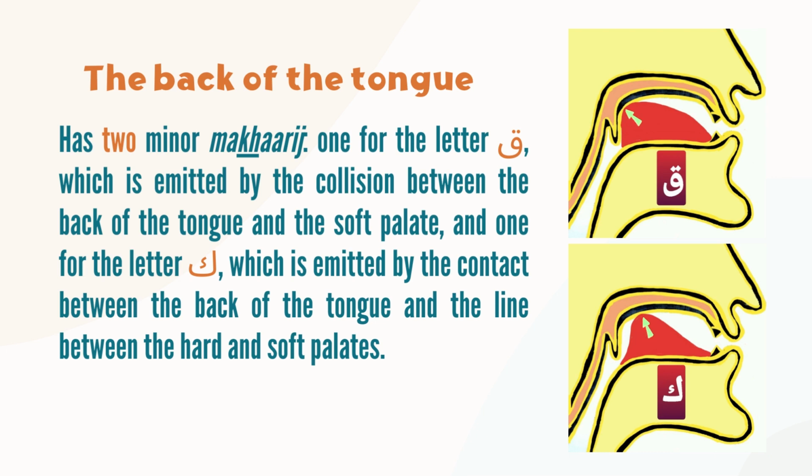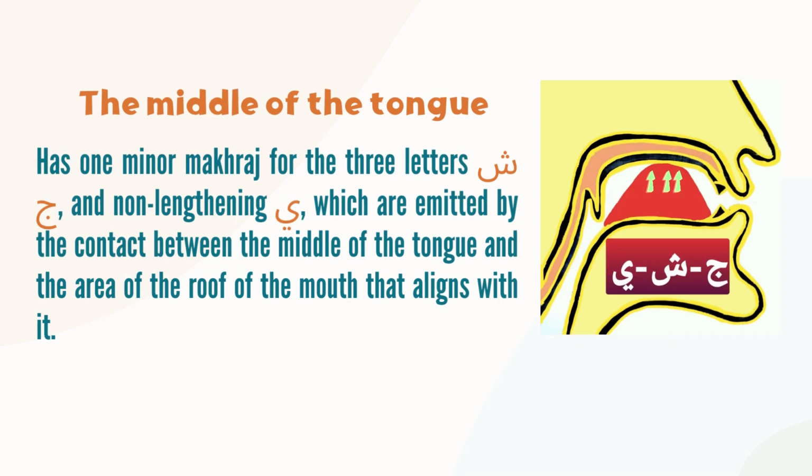The next minor articulation point in this area is for the kaf, which is emitted by the contact between the back of the tongue and the line between the hard and soft palates. Ak, ak, ak. Try it yourself, please.